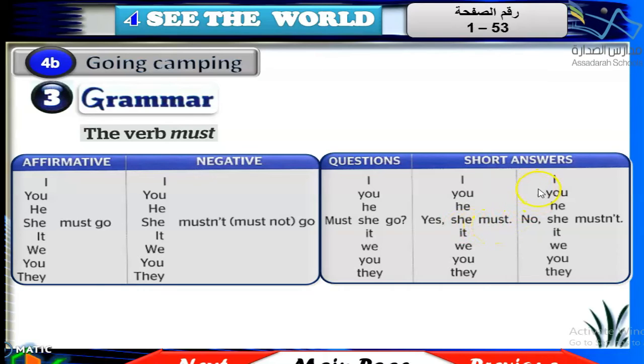If the answer is negative, we start the answer with no, and then comma, and then one of these personal pronouns, and then the negative form, mustn't, the short form of must not. For example, no, I mustn't. No, you mustn't. No, she mustn't, etc.